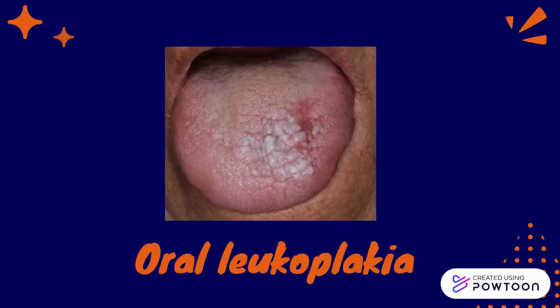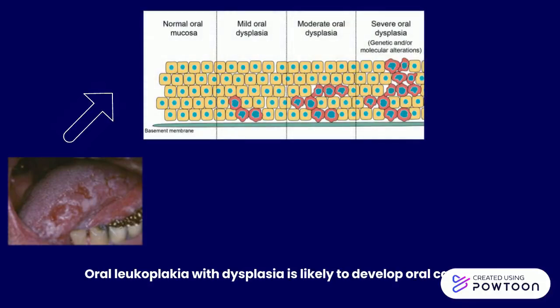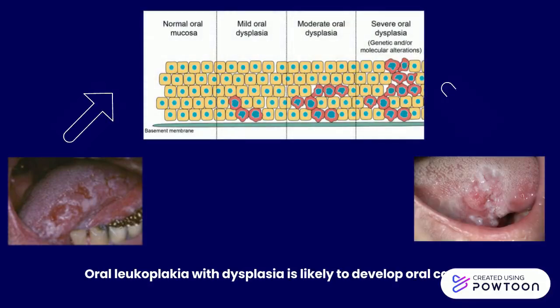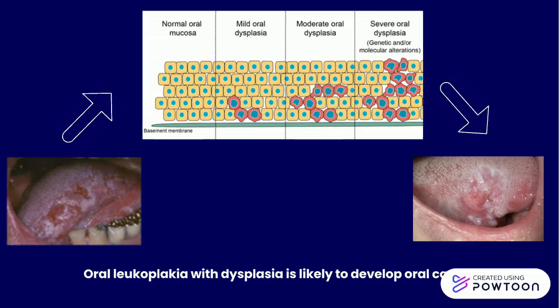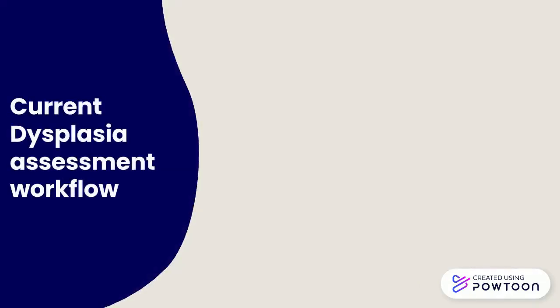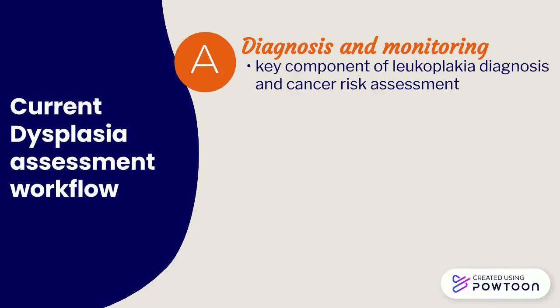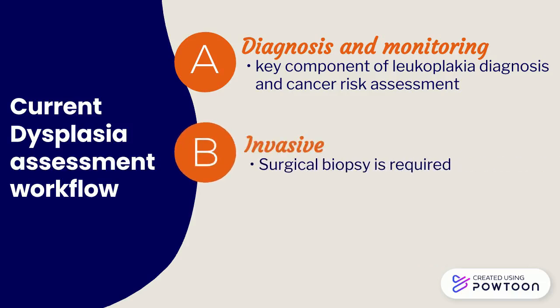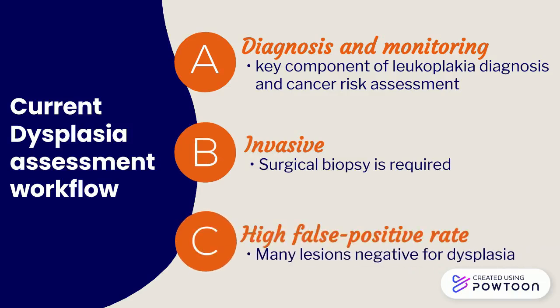Oral leukoplakia is the most common potentially malignant disorder of the mouth. Patients with oral leukoplakia that have dysplasia on histology are more likely to develop oral cancer compared to lesions without dysplasia. Assessing lesions for dysplasia is part of the diagnostic and monitoring workflow of patients with oral leukoplakia. It involves performing a surgical biopsy and histopathology. However, this procedure is invasive, and many lesions return negative for epithelial dysplasia, making the biopsies unnecessary in these cases.